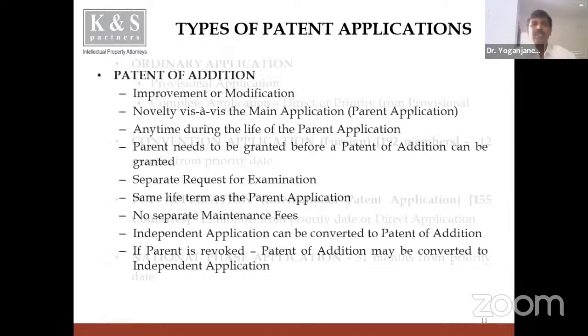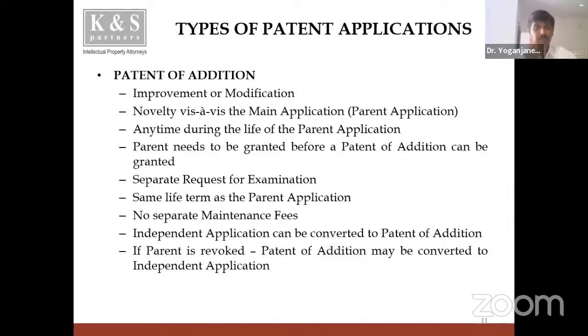Apart from this, there is something called patent of addition. If there is anything improved or modified on a patent, then that will be filed in the form of a patent of addition. Here novelty will be seen over the main application. Anytime during the life of the patent application, this patent of addition can be filed. A parent needs to be granted before a patent of addition can be granted. In case of patent of addition, a separate request for examination needs to be filed.